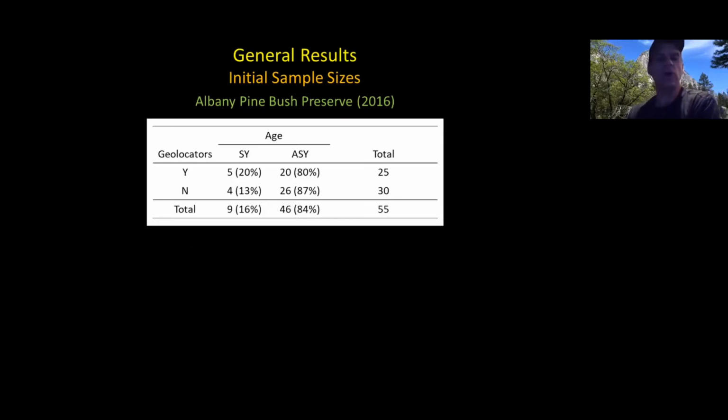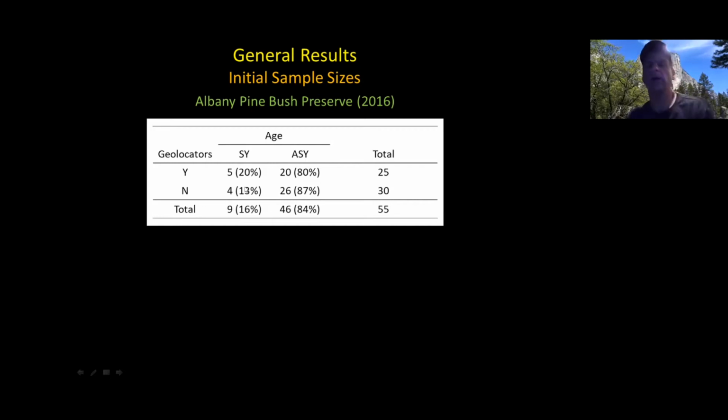Okay, this is to show you how many birds we started with at the Pine Bush. We had captured and marked a total of 55 birds. 25 of these birds were given geolocators, and 30 were given just color bands. And most of these birds you can see were older birds or after second year birds, but a few were second year birds. And if you're not familiar with bird ages, the ages are based on calendar years.